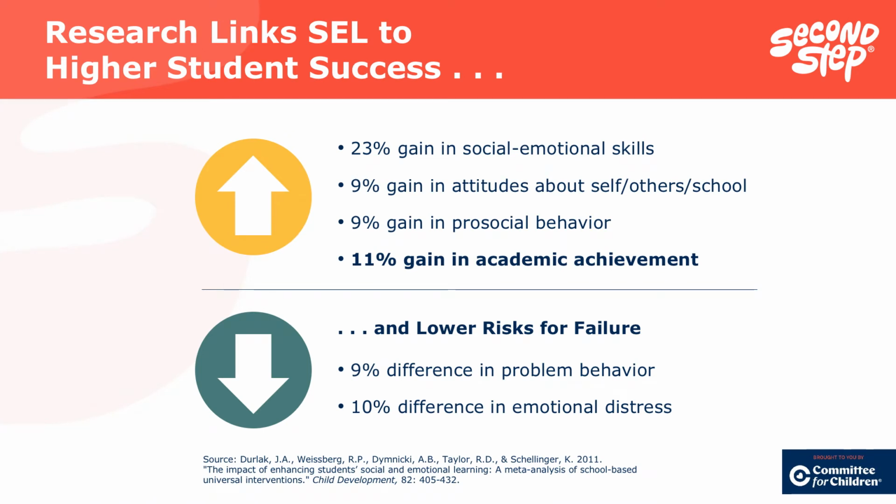One of the great things that CASEL has done for our field is a large meta-analysis where they looked at more than 200 studies of best practice social emotional learning programs being implemented in schools. And across those more than 200 studies, these are some of the findings, including a 23% gain in social emotional skills, which is a great benefit, 9% gain in attitudes about themselves, others, and school. And you'll see in bold here an 11% gain in academic achievement, which is a huge finding and something that I think resonates for a lot of people in education.